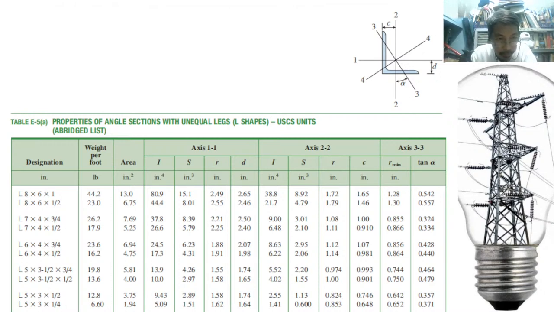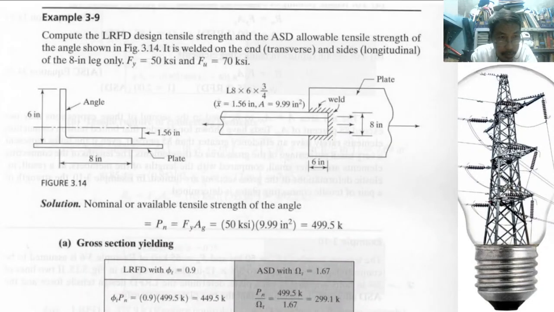That is interpolating 13 and 6.75. So what is our answer? The area is 9.99 if you interpolate that. This is how you interpolate that. 9.99 or 10. Okay, so this is how you do it.